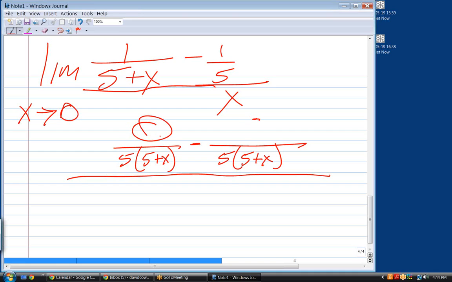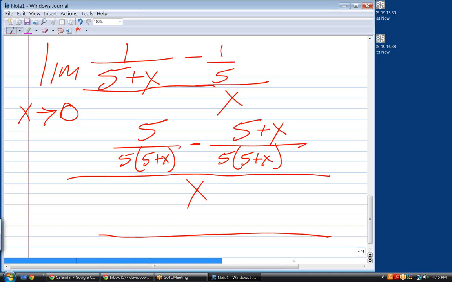What goes in the first circle? 5. What goes in the second, on the right? 5 plus x. Do I need to put that in parentheses? No. Tell me what I now have. Let me make this a little smaller so we can tell what we're doing here. You multiply the bottom as well? Well, let's see. The bottom has a common denominator. The question is, what is its top?